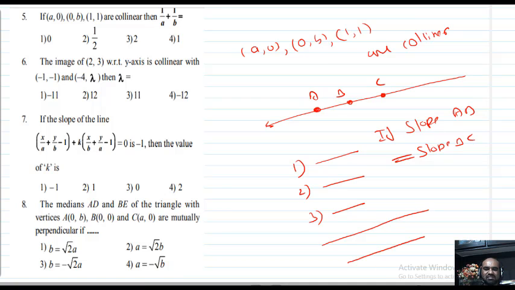If two parallel lines are given, their slopes are equal. For example, this is the AB straight line, this is the CD straight line. So if these two are parallel, I can say AB slope equals CD slope. But what is in the diagram?